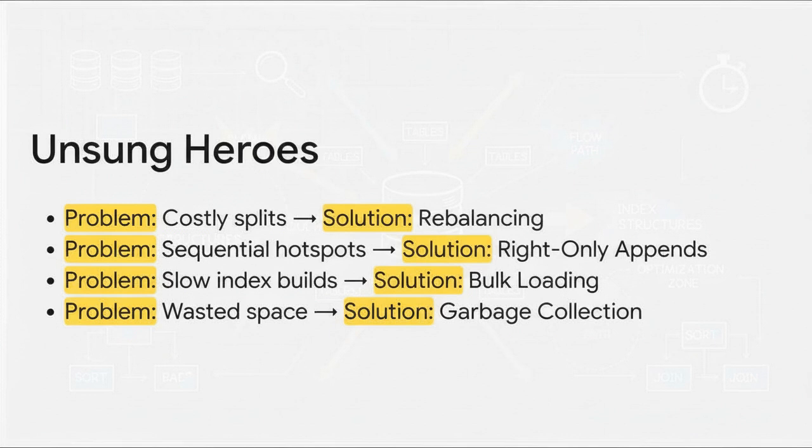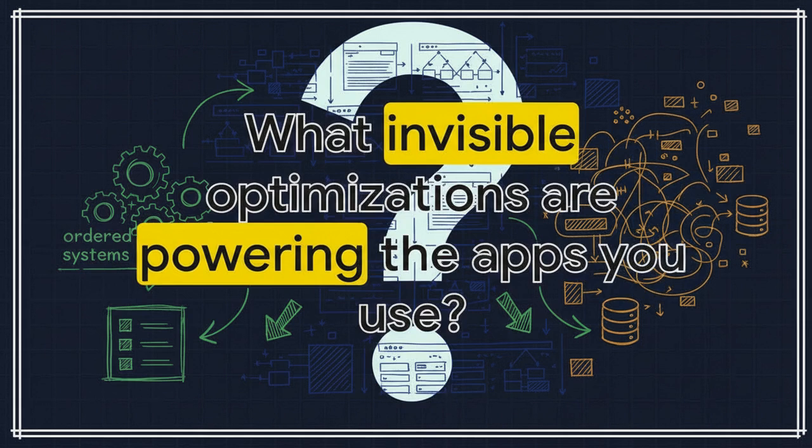Okay, so let's recap the whole thing. We've seen how for every single one of these common problems that make our indexes messy and slow, there's a really clever solution working behind the scenes. Those costly splits, solved by smart rebalancing. The traffic jams from sequential inserts, bypassed with write-only appends. Building a huge index from scratch, supercharged by bulk loading. And all that wasted space from deletes, cleaned up by garbage collection. These four things, they are the real unsung heroes of database performance.